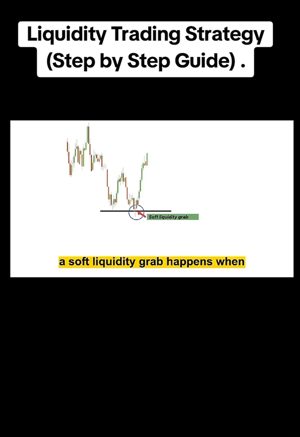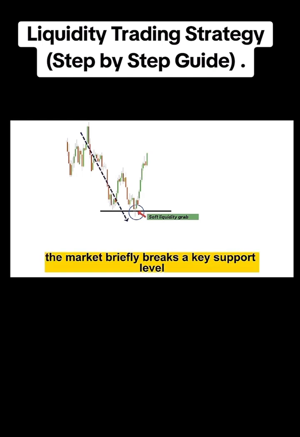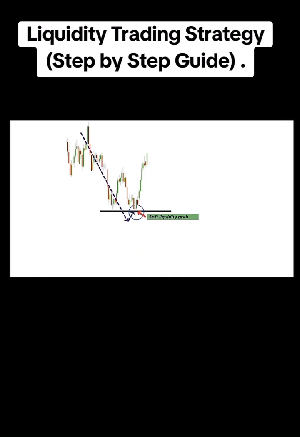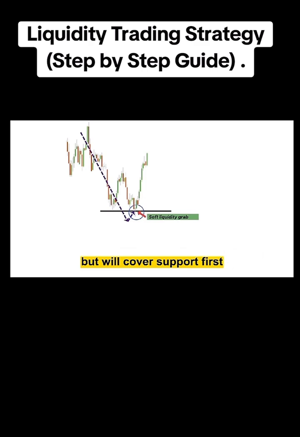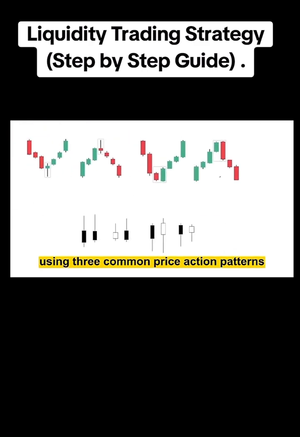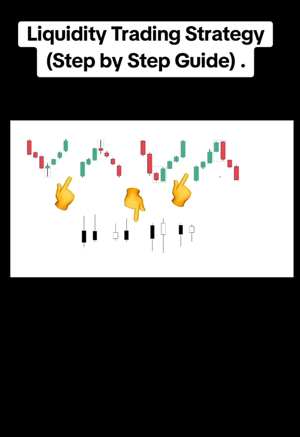A soft liquidity grab happens when the market briefly breaks a key support level but quickly closes back above it with just one candle. This move is called soft because institutions don't need much liquidity to push the price back up. The same concept applies to resistance levels, but we'll cover support first. You can spot a soft liquidity grab using three common price action patterns: pin bars, tailed bars, and engulfing bars. Let's break these down with examples.